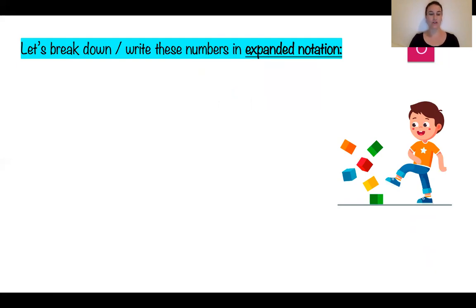Now we're going to break down or write these numbers in expanded notation. You're just going to look and listen with me. You can shout out the answer if you like, but you don't need to write anything down. So we are going to take 395 and break down the number, write it in expanded notation. We will write it as 300 plus 90 plus 5. We've split it up into the hundreds, the tens, and the units.